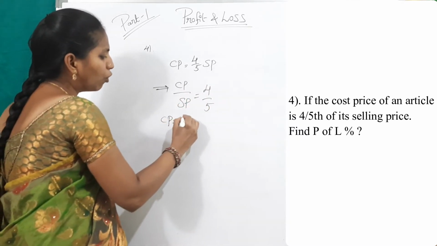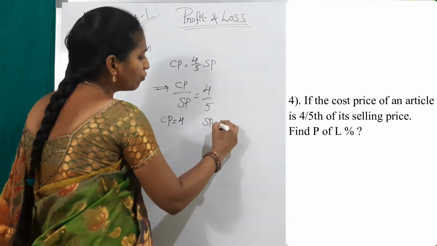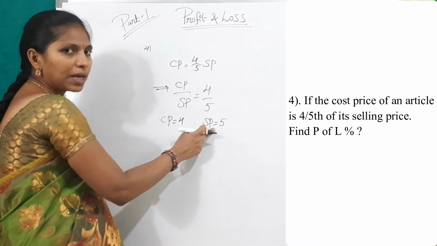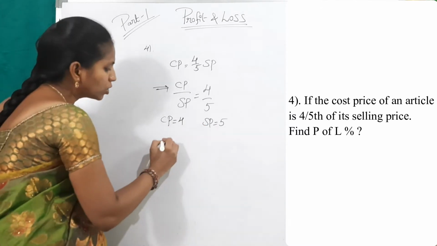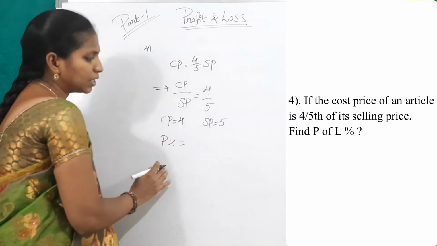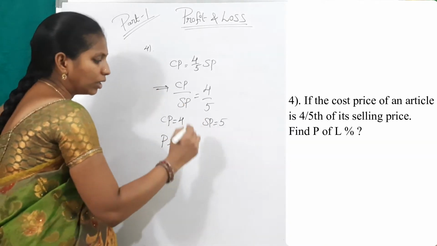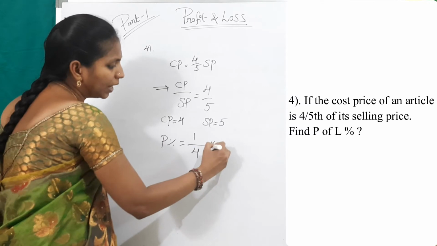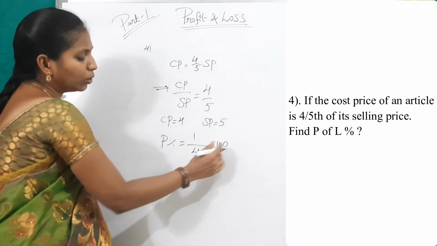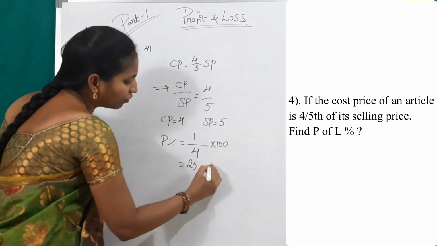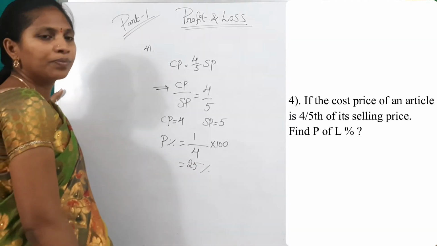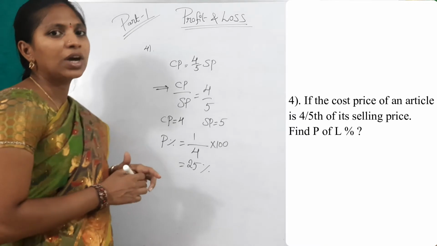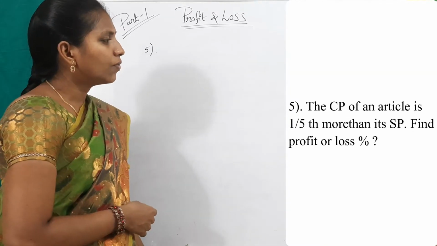Directly I want to take these values. CP equal to 4 and SP equal to 5. Cost price is less than selling price, then there is a profit. So find out the profit percentage. How much profit? 1. Difference is 1. 1 by cost price, how much? 4 into 100. 1 by 4 into 100 equal to 25%. Profit or loss? Profit. 25% profit.